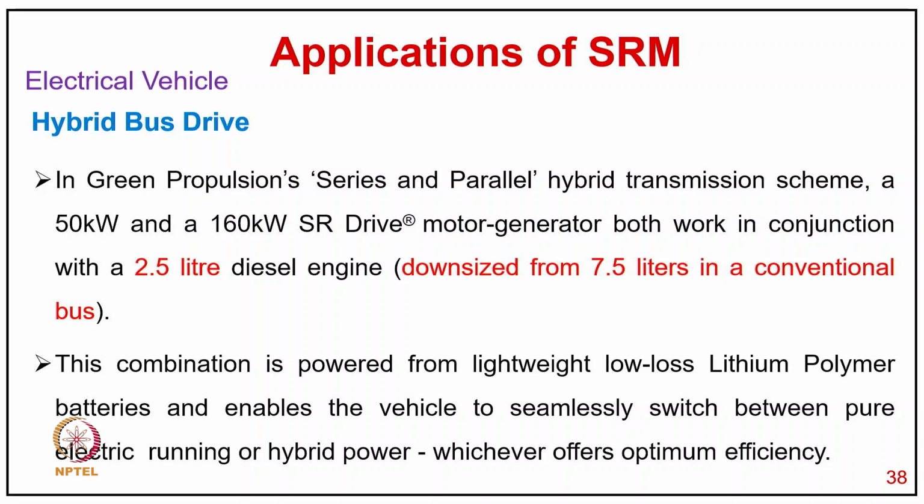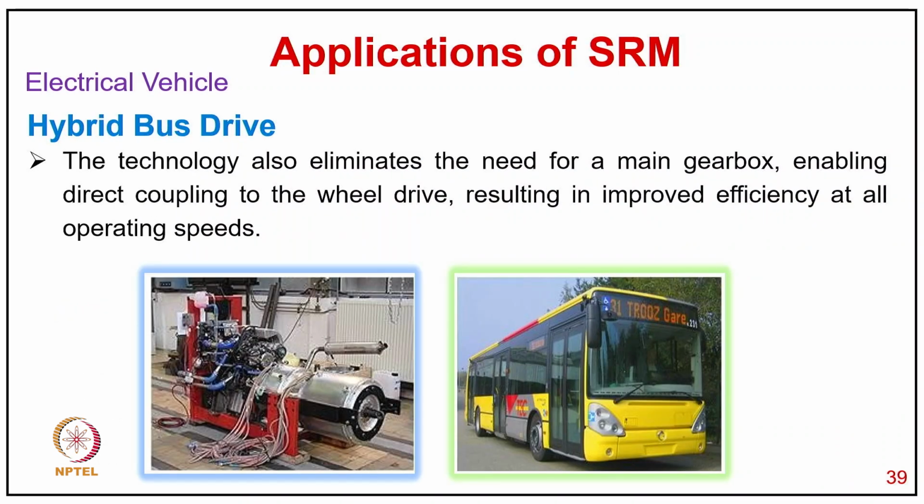So, in green propulsion series and parallel hybrid transmission system, a 50 kilowatt and 160 kilowatt SR drive motor generator both work in conjunction with a 2.5 liter diesel engine, downsized from 7.5 liters in a conventional bus. This combination is powered from a lightweight, low loss lithium polymer battery and enables the vehicle to seamlessly switch between pure electric running or hybrid power, whichever gives you optimum efficiency. And this is a typical photograph of the hybrid bus drive.